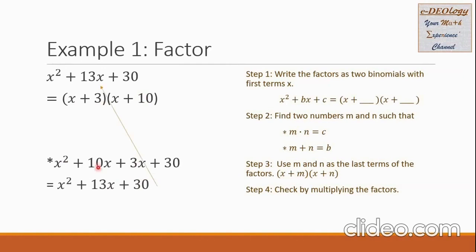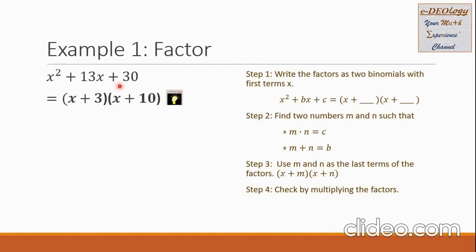And we can see that the product here is the same as our original trinomial on top. So what does it mean? It only means our answer here is correct. And this is our final answer.